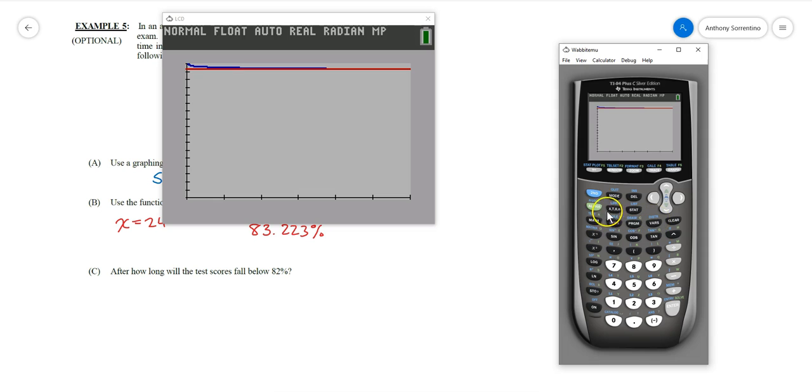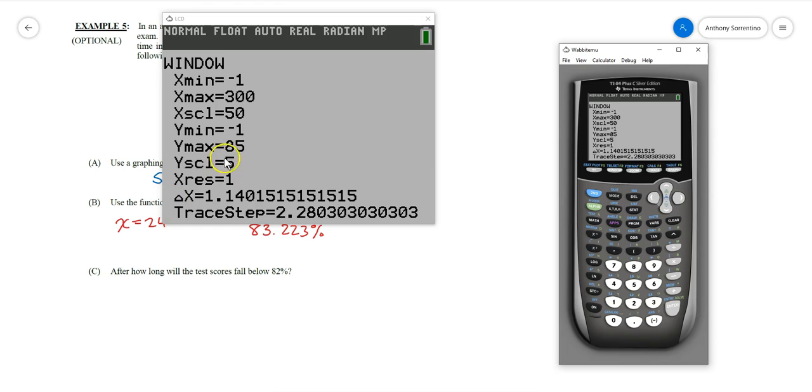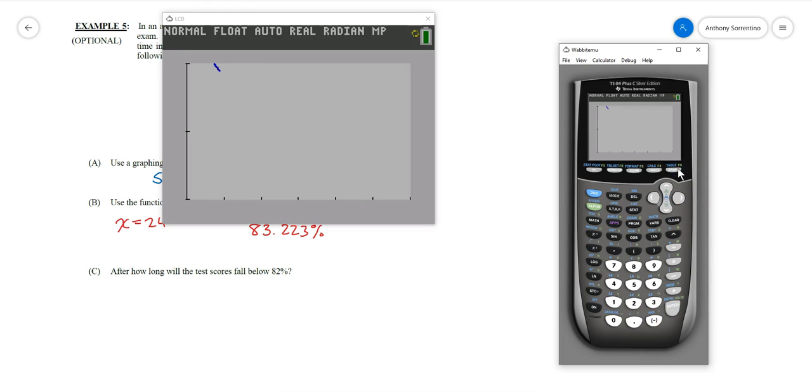So what I'm going to do is come back to my window. I know I'm looking to see when the Y value becomes 82, because that's what the percentage is. So maybe let the min now be 81. Let the max be 83, putting 82 right between them, and let that go by 1. And then we'll see what the graph looks like now. So there's my logarithmic function.